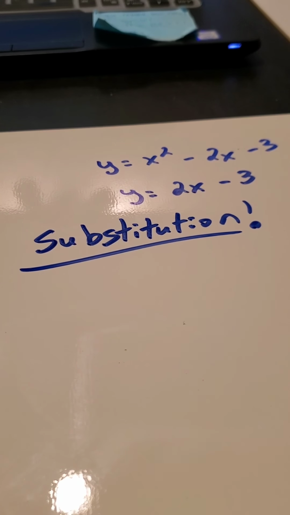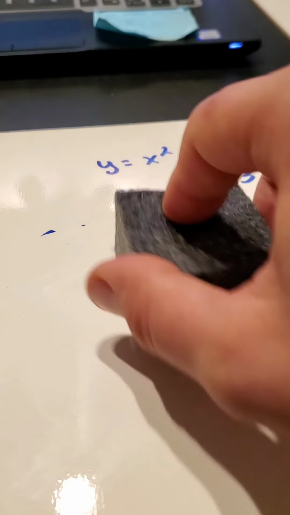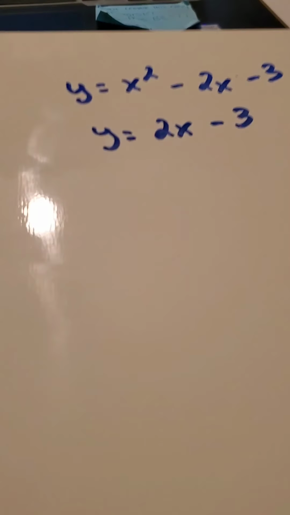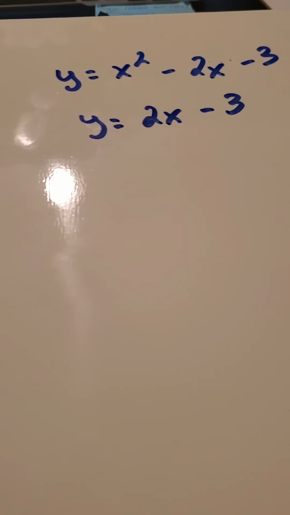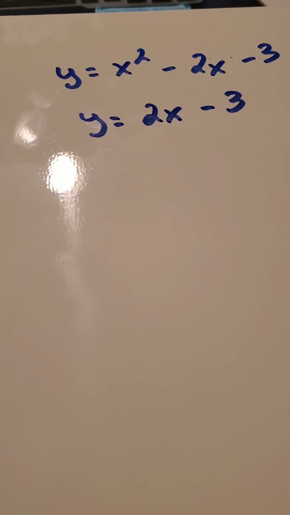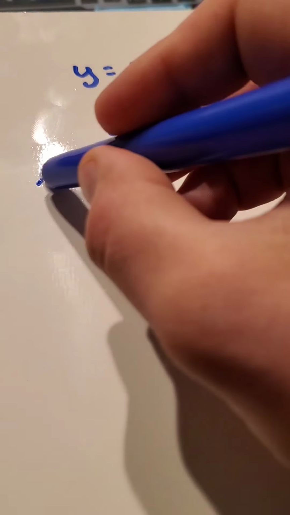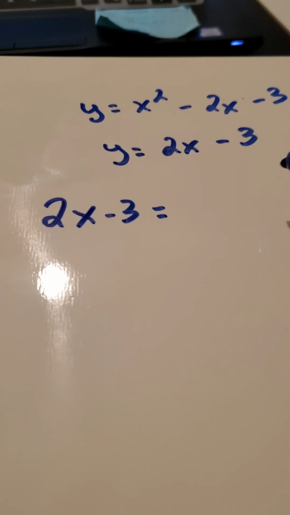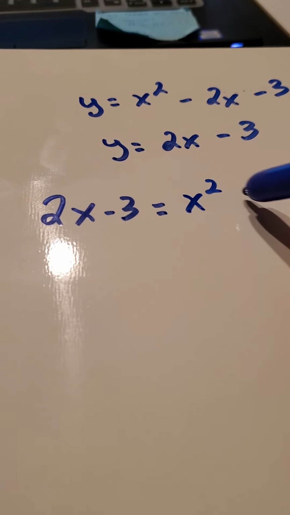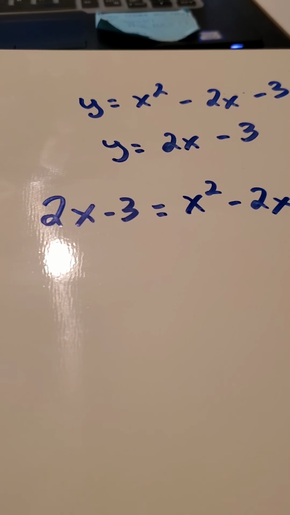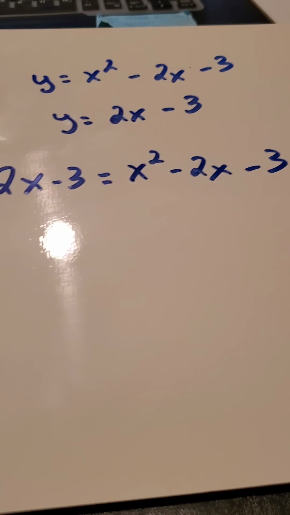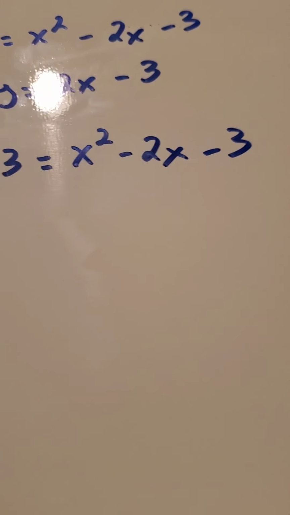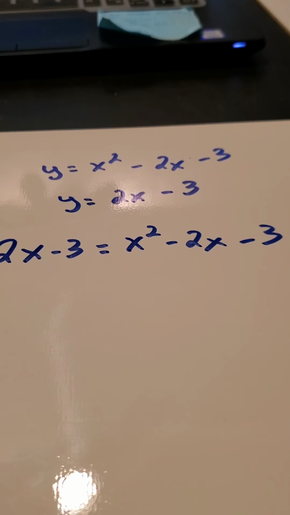Okay, when we're working on substitution, we're seeing what we can plug in for something else. Is there anything we know already? Well, we know these 2 equations are both set equal to y, so the first thing I can do is just set these equations equal to each other. So I can say 2x minus 3 should be equal to x squared minus 2x minus 3. Because they're both set equal to y, I can simply set them equal to each other, but now what? What do I actually do?